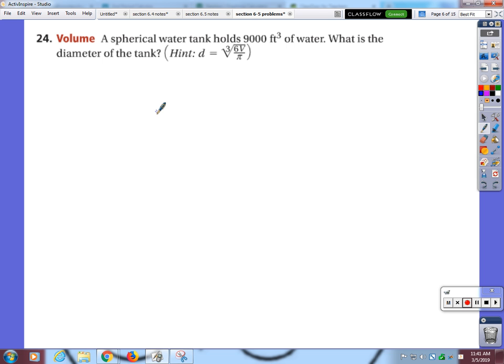Okay, so a couple problems where you might, air quotes, use this. Let's say that you were designing a water tank, maybe like a water tower for your town, and you know that it needs to hold 9,000 cubic feet of water, and you have to figure out for the engineering department how big a tank you should make. Well, to figure out the diameter of that tank, you take the cube root of 6 times the volume of water that you want to hold divided by pi. Okay, so this is a straight up calculator problem.